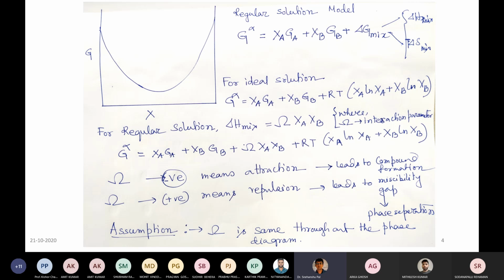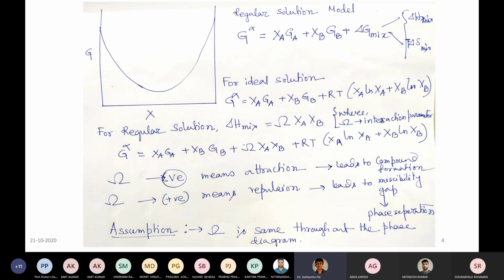real solution, reality, here you are also incorporating another term that is called del H mix, and del H mix is equal to tau XA XB. Okay. Now for ideal solution, in the just second line of that expression I have given, for a particular alpha phase, XA into GA plus XB into GB plus RT in the bracket XA ln XA plus XB ln XB. So if you see in this expression, tau is the interaction parameter, and it actually tells you whether things are in an attractive mode between two different atoms, or they are in the repulsive mode between two different types of atoms. And it's a multi-component system.